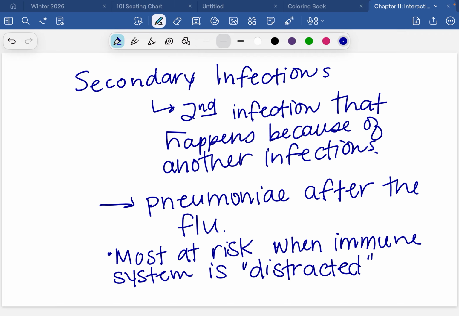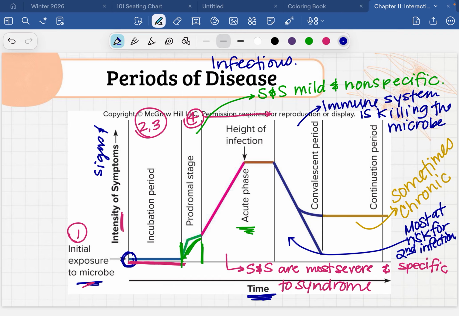We'll talk more about this when we get to the immune system. I know I keep saying that. But you are most at risk for secondary infections when your immune system is distracted by the first infection. So what I mean by that is during this convalescent phase, during this convalescent period, your immune system is working overdrive to try to get rid of whatever is making you sick. All of your resources, right?